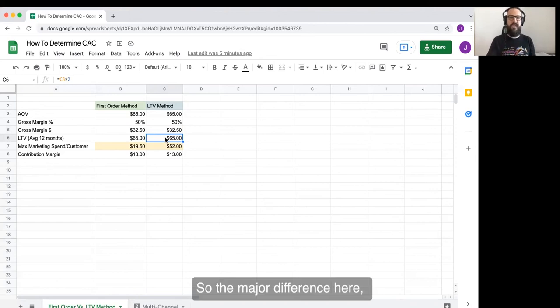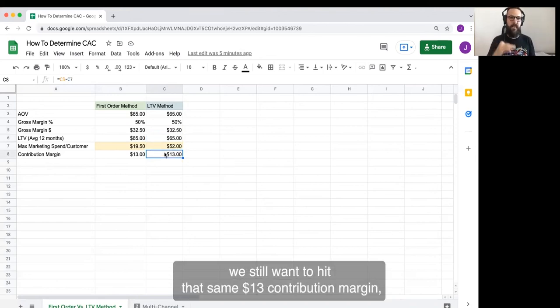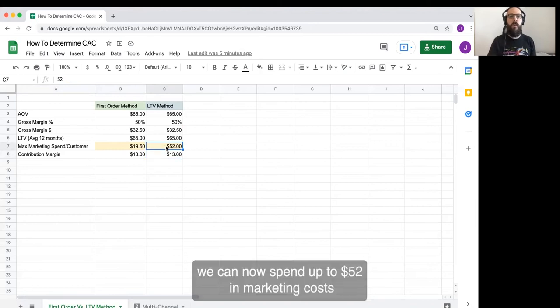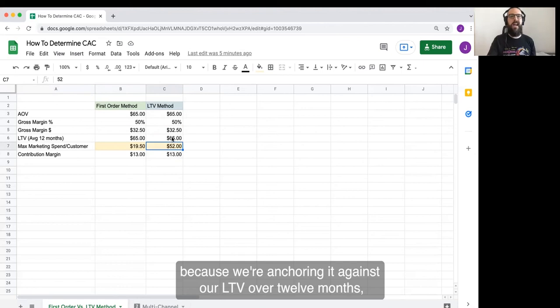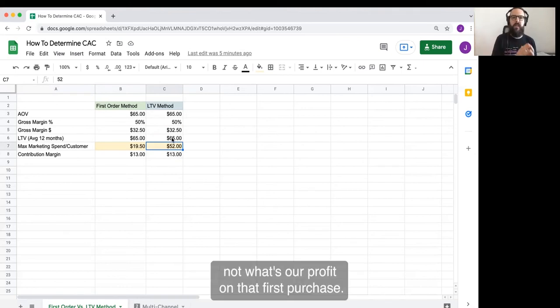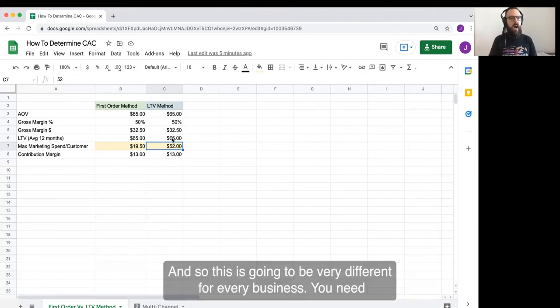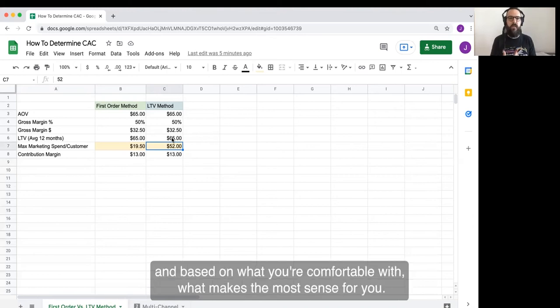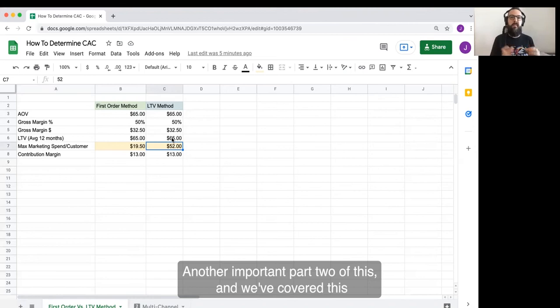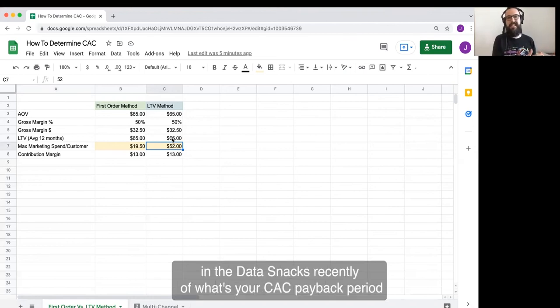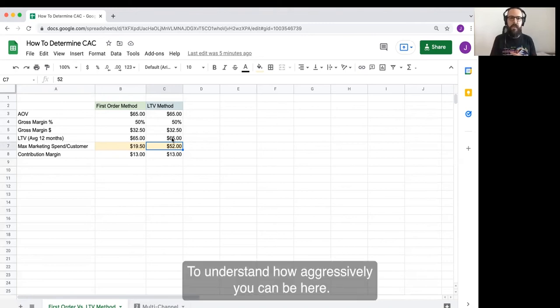So the major difference here, even if we assume that we still want to hit that same $13 contribution margin, is that we can now spend up to $52 in marketing costs because we're anchoring it against our LTV over 12 months, not our profit on that first purchase. And so this is going to be very different for every business. You need to determine, based on your cash flow and what you're comfortable with, what makes the most sense for you. Another important part of this, and we've covered this in a Data Snacks recently, is your CAC payback period, to understand how aggressively you can be here.